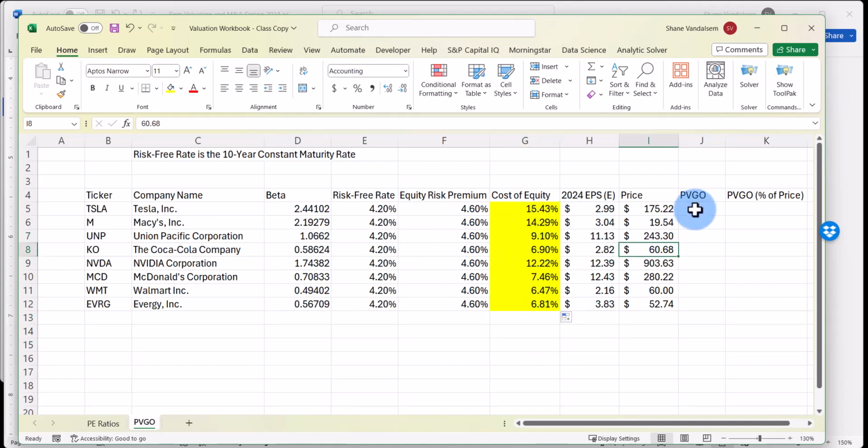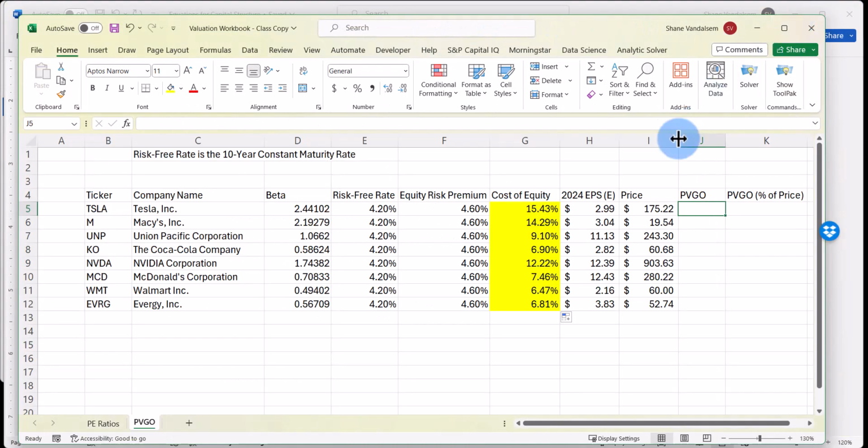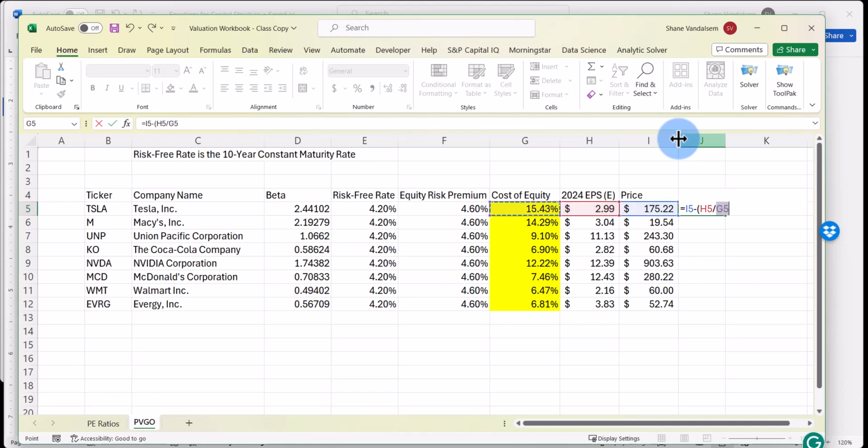Now we're going to calculate the present value of growth opportunities. And I'm just going to show you again how that's calculated. To get the present value of growth opportunities, we take the price of the stock minus the expected earnings for the next year divided by the required rate of return for equity. So that's what I'm going to do here. I'm going to make this equal to the price of the stock minus, and then in parentheses I'm going to take the expected earnings per share for 2024 and divide that by the required rate of return, or the cost of equity for that firm, and then close the parentheses there.